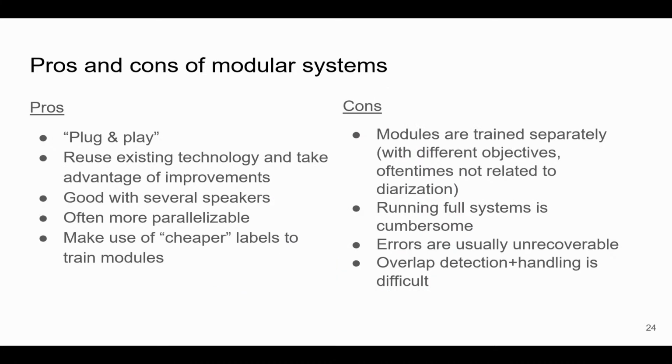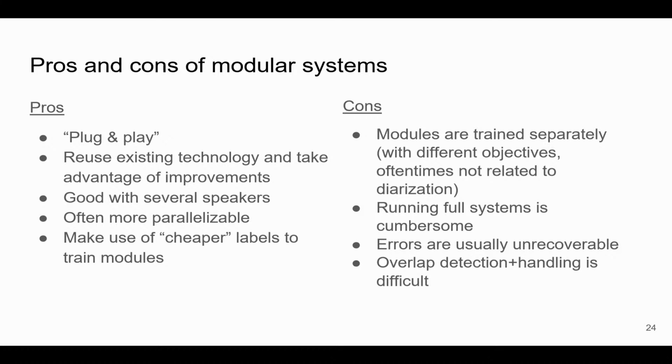So getting to the end of these modular systems before we get to end-to-end, just to list what are the advantages and disadvantages of this. One good advantage of modular systems is that you have this kind of plug and play. Like if somebody develops a better VAD, you can just replace the one that you have and use the better one. If somebody gives you better speaker representations, like I-vectors to X-vectors, that was a huge improvement, not only for speaker verification, but for diarization as well.